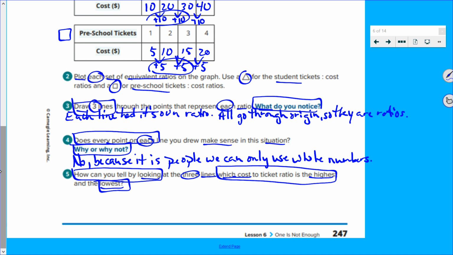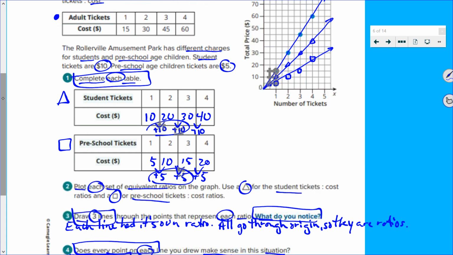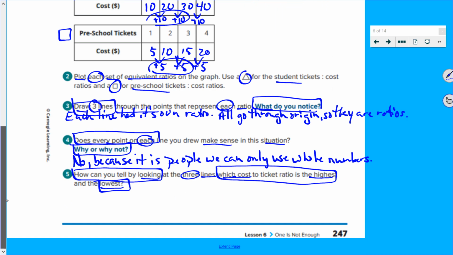Okay, can you tell by looking at the 3 lines which cost is the highest and the lowest? So just by looking at them, how can you tell, Legend? Because the adult's line goes highest, and then the student, and then preschool. So which one's highest? Adult. Okay, so which cost is the highest? How can I tell by looking at the line?